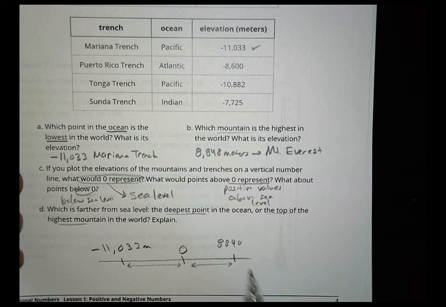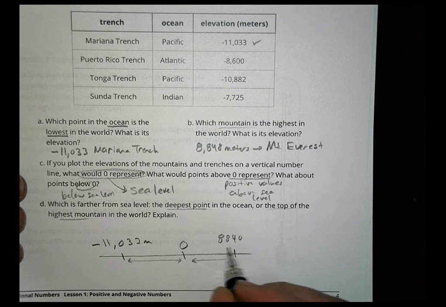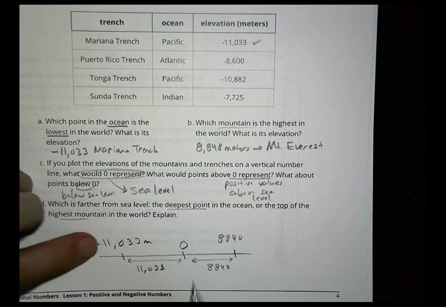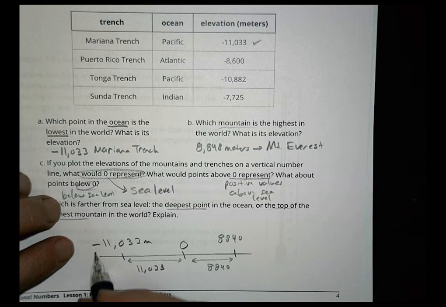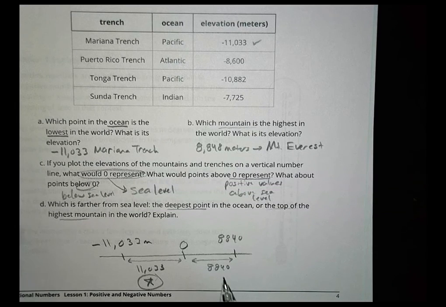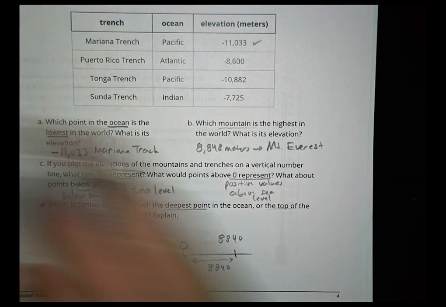Well, the distance from 0 is always what we call the absolute value. The distance from here to here is 8,840 meters. The distance from here to here is 11,033 meters. It's the absolute value. It means you just kind of ignore the negative sign there, okay? That's the actual distance. This is its location, but the distance is the absolute value. So the one with the greatest distance from 0 is the one with the greater absolute value. We would say this one here, 11,033 meters. So the deepest point of the ocean is further away from sea level than the mountain peak is.